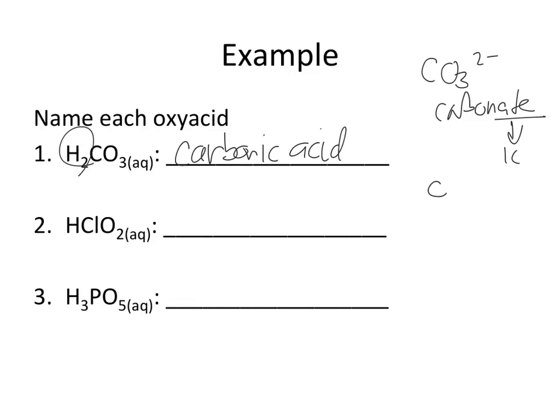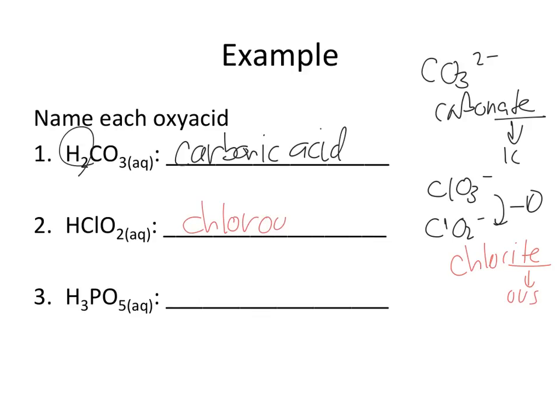ClO2, well, that looks very similar to ClO3 minus. Now, ClO2 minus, that means that we have lost one oxygen atom. We've gone from 3 oxygens to 2 oxygens. So that means that the chlorate turns into chlorite. So now in this case, the ite, what does that turn into? Ose. So this is chlorous acid. And the last one here, H3PO5.